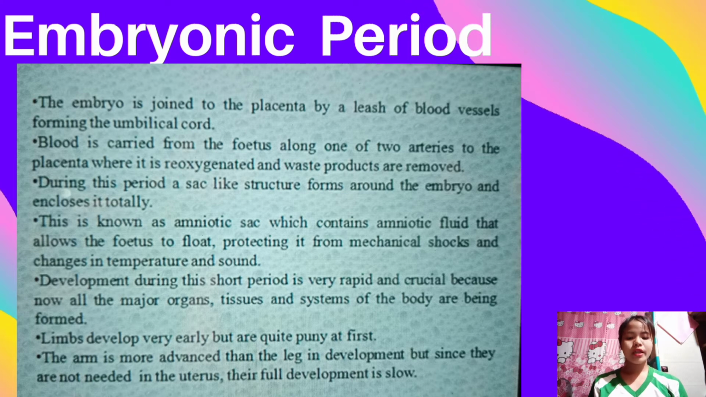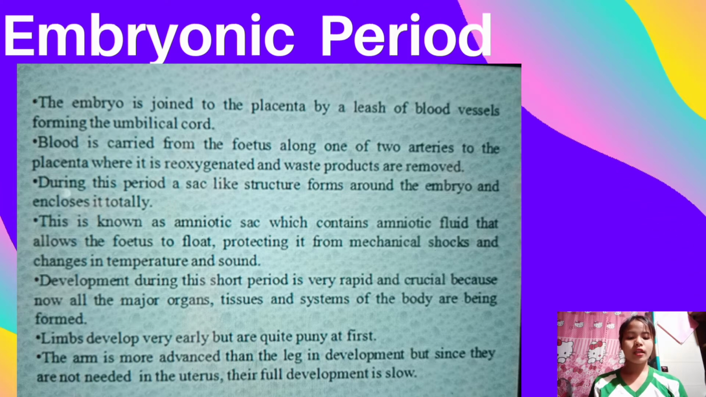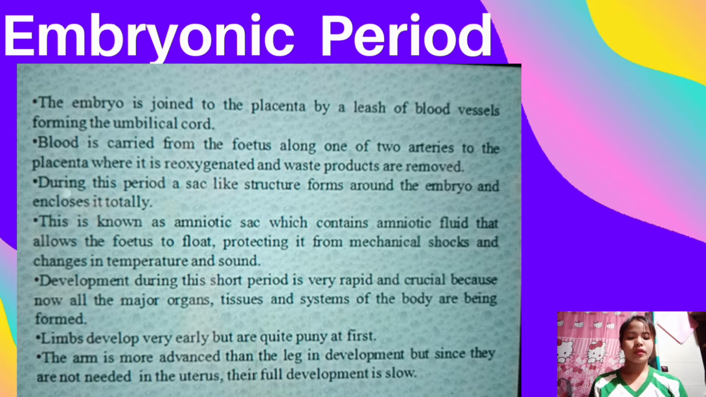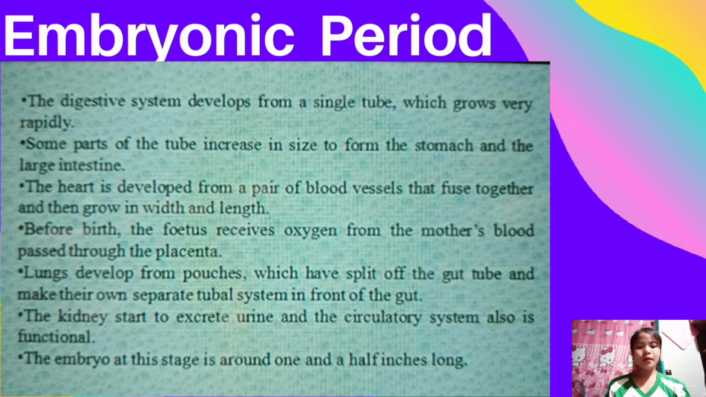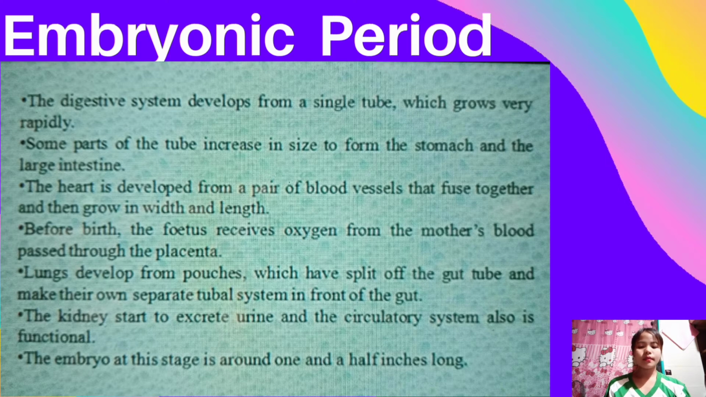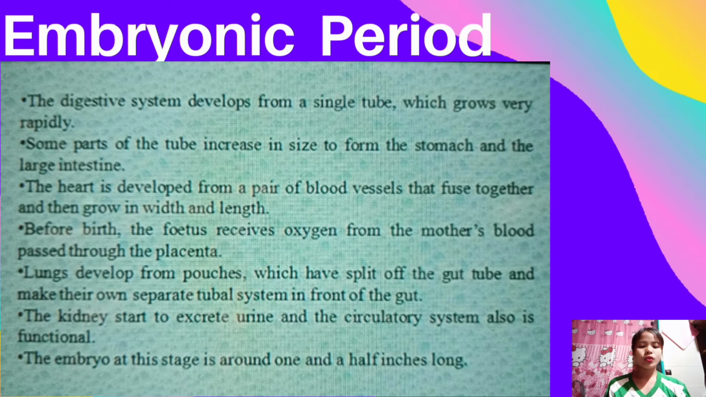Limbs develop very early but are quite funny-looking at first. The arm is more advanced than the leg in development, but since they are not needed in the uterus, their full development is slow. The digestive system develops from a single tube, which grows very rapidly. Some parts of the tube increase in size to form the stomach and the large intestine. The heart is developed from a pair of blood vessels that fuse together and then grow in width and length.